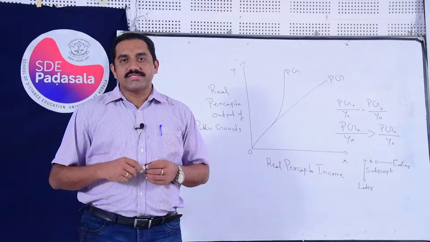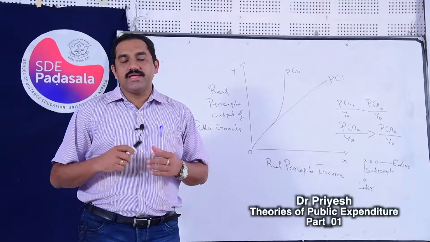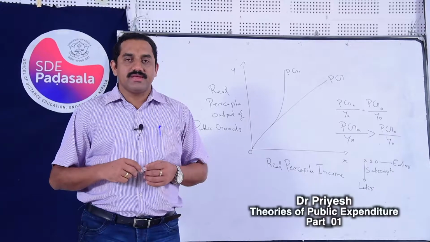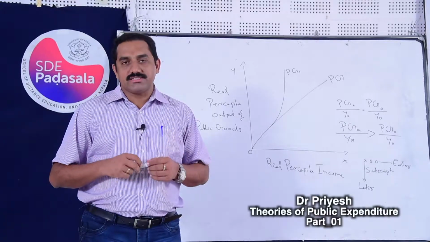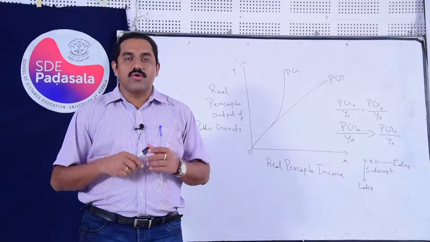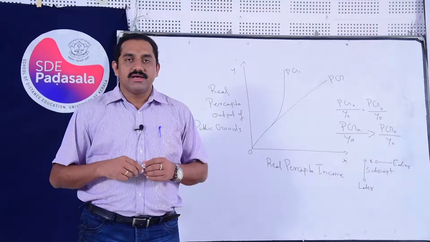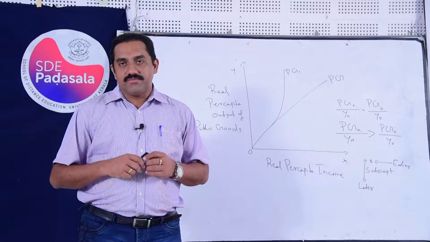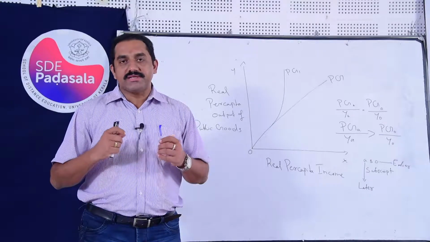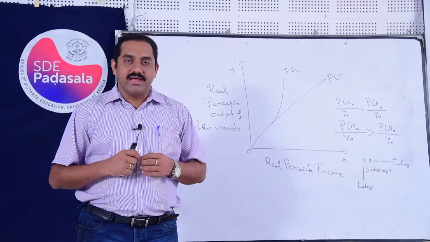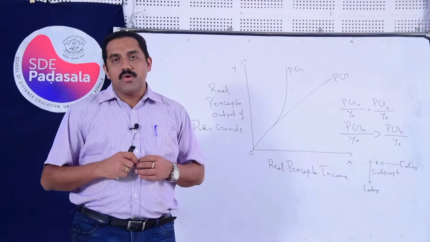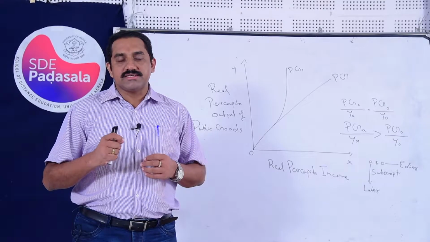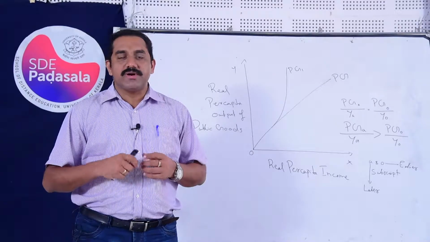Now we are going to discuss a theory of public expenditure. That theory is Wagner's hypothesis, that is, Wagner's law of public expenditure. We know public expenditure is expenditure by the public authority. It may be the central government or state government or local bodies such as corporation, panchayat, municipalities.